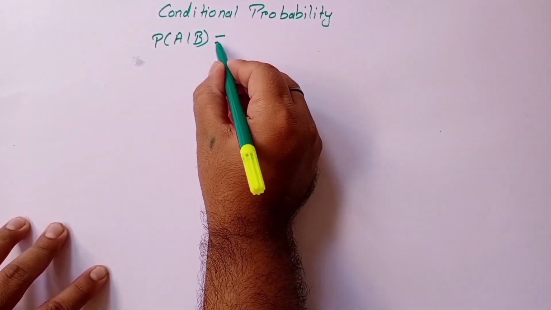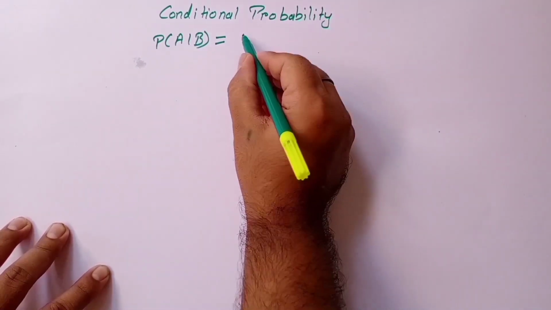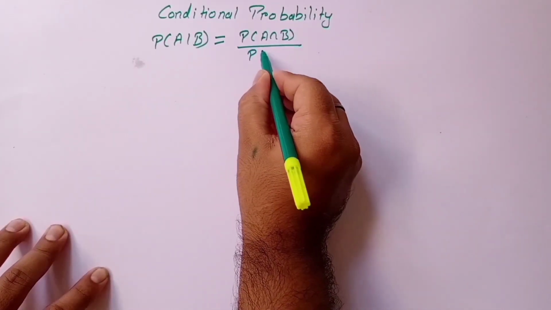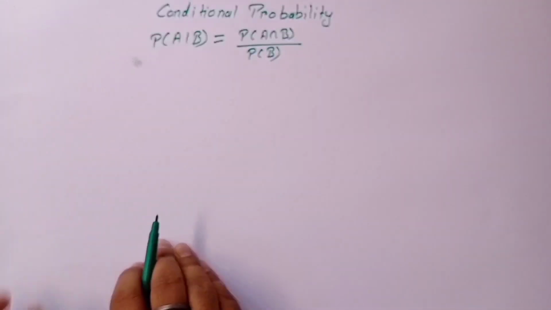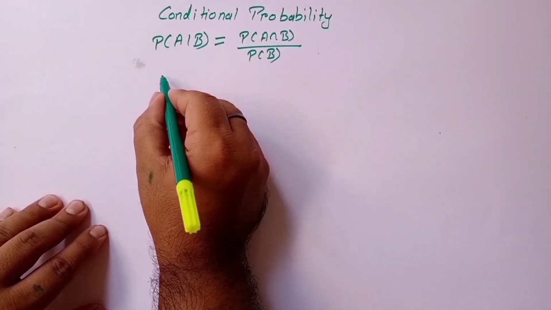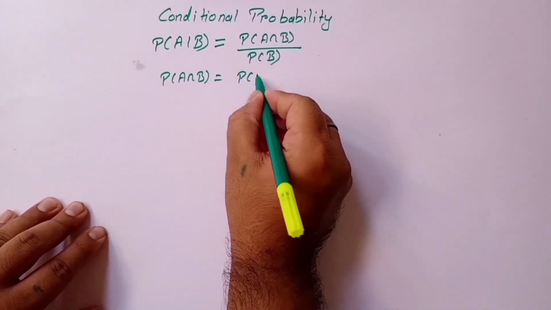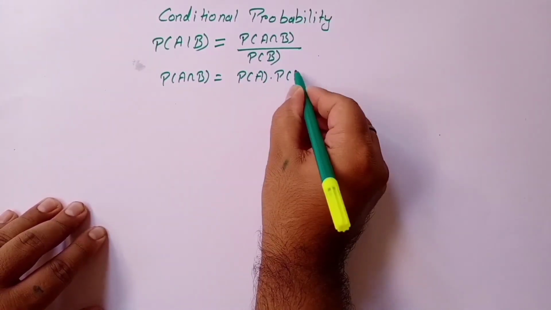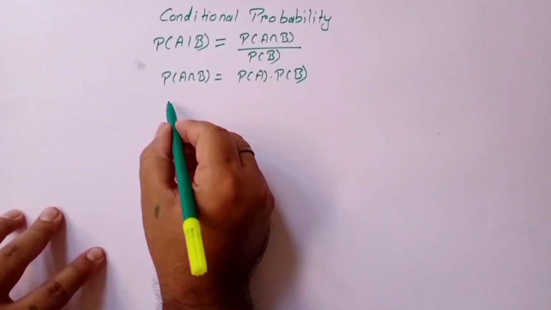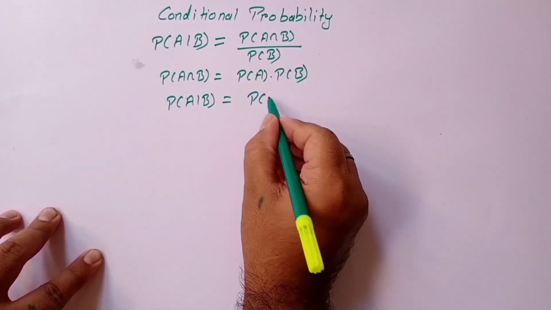The formula for conditional probability is: probability of A given B is the probability of A and B divided by the probability of B. If A and B are independent events, then we know that the probability of A intersection B will become the probability of A times the probability of B. So in the case of independent events, the probability of A under B will be equivalent to the probability of A only.